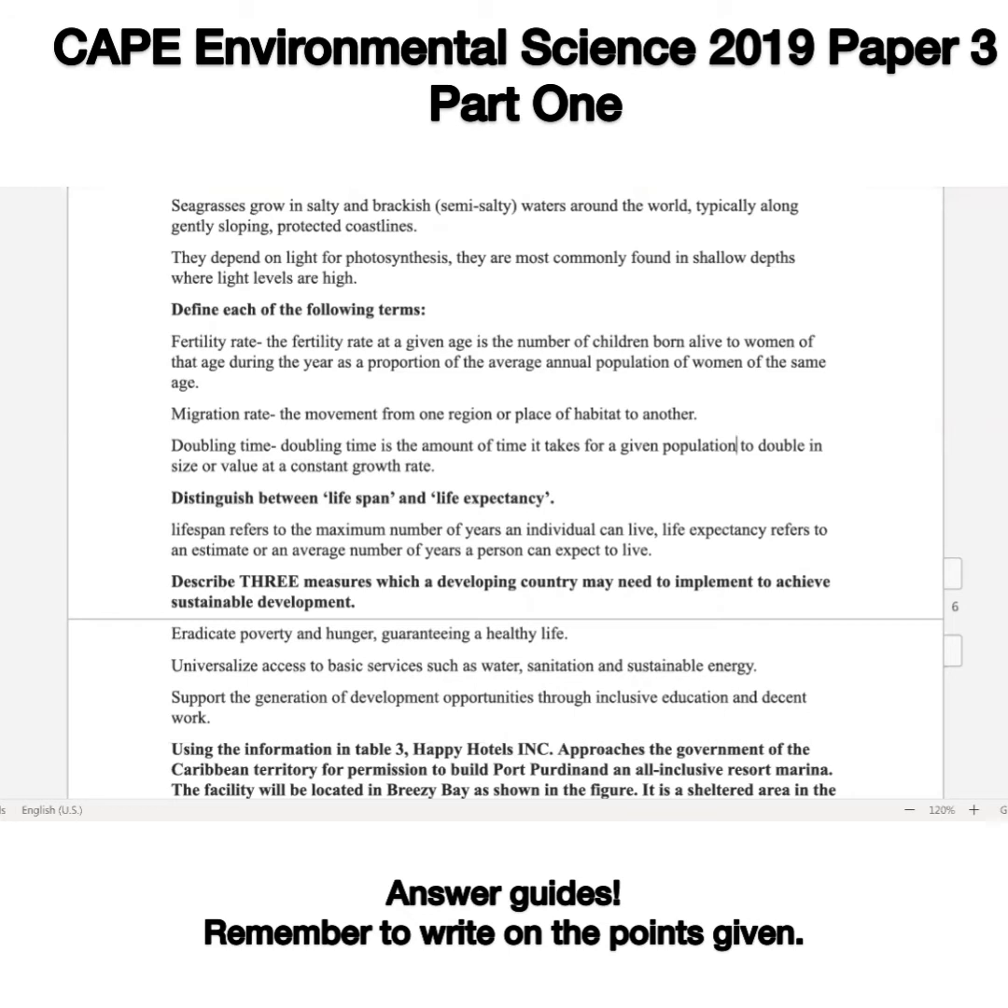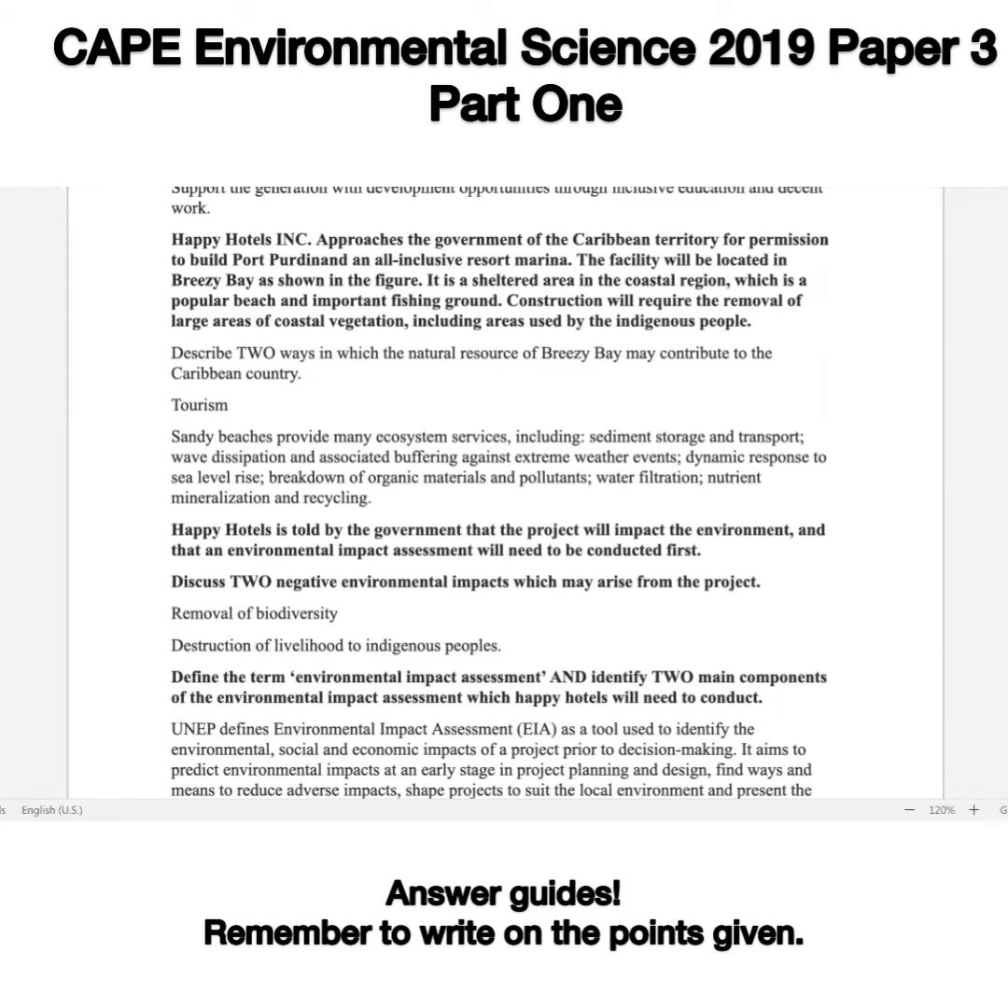Describe three measures which a developing country may need to implement to achieve sustainable development. One, they can eradicate poverty and hunger, and when they do so, the population will get healthier and live longer. Secondly, they can universalize access to basic services such as water, sanitation, and sustainable energy. They can also support their population with development opportunities through inclusive education and decent work.